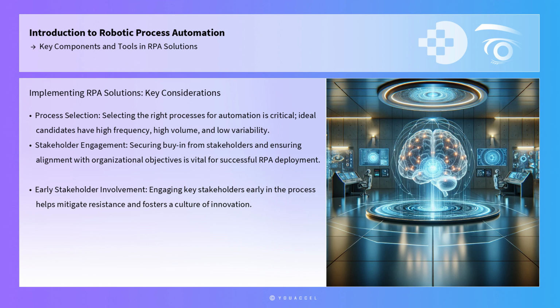To address real-world challenges, professionals must consider several key factors when implementing RPA solutions. Firstly, selecting the right processes for automation is critical. Processes with high frequency, high volume, and low variability are ideal candidates. Additionally, securing buy-in from stakeholders and ensuring alignment with organizational objectives is vital for successful RPA deployment. Engaging key stakeholders early in the process helps mitigate resistance and fosters a culture of innovation.